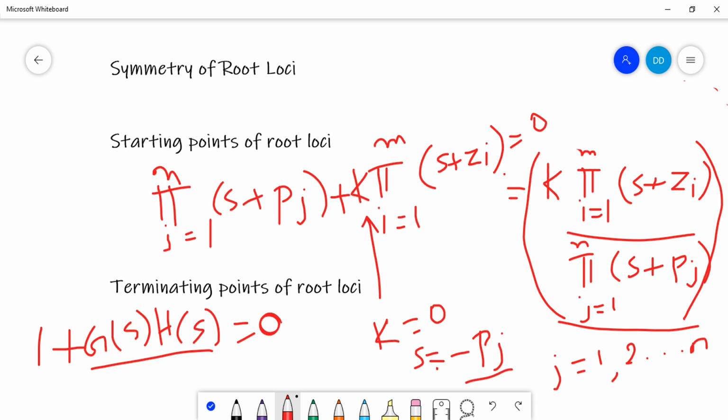So the root locus branches always start at open loop poles when K equal to 0. Thus, as the open loop gain K is varied from 0 to infinity, each branch of the root locus always originates from an open loop pole where K is equal to 0. Now we'll see where the root locus branch terminates. So the third property is terminating points of root loci.